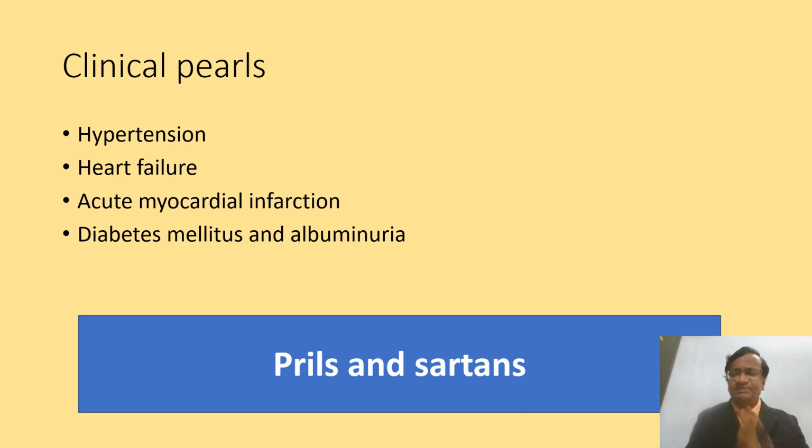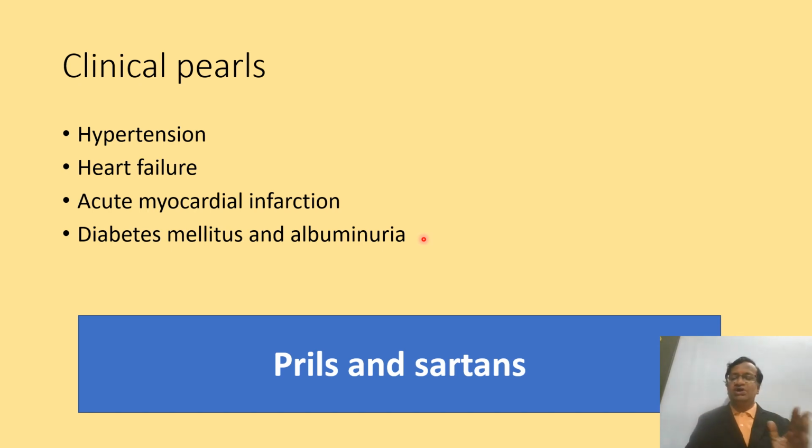Now, what are the clinical pearls? What are the uses of this? Why do you want to use drugs like angiotensin converting enzyme inhibitors? We want to block the system. The RAS system is to be blocked. Why? In hypertension, heart failure, acute myocardial infarction, diabetes mellitus, and albuminuria. So all these are the clinical pearls in which we want blockage of the RAS system to have therapeutic benefits.